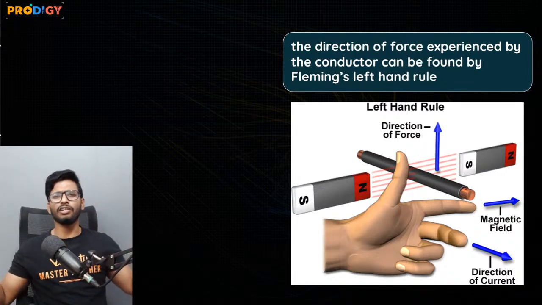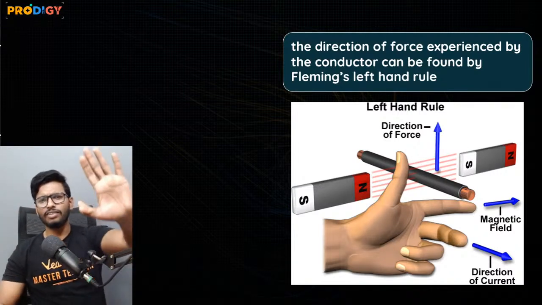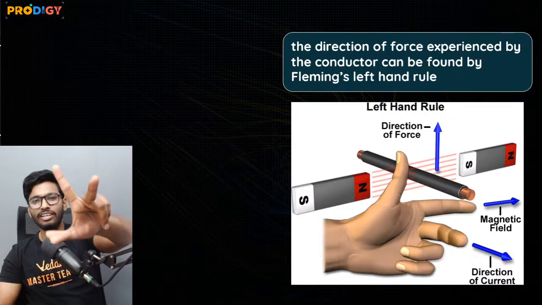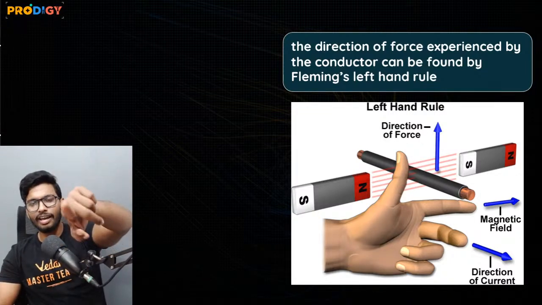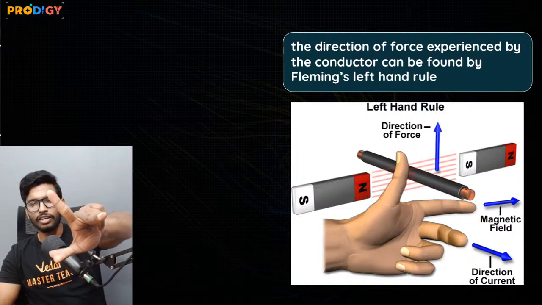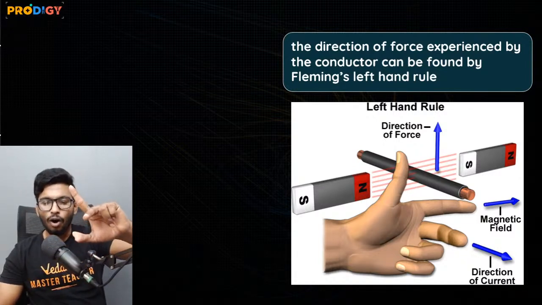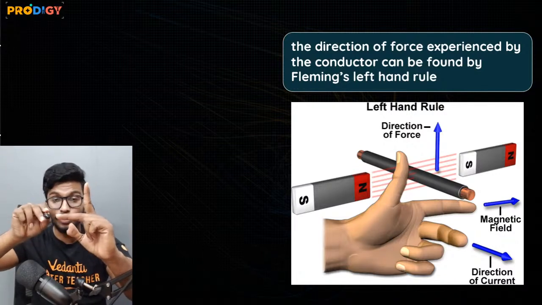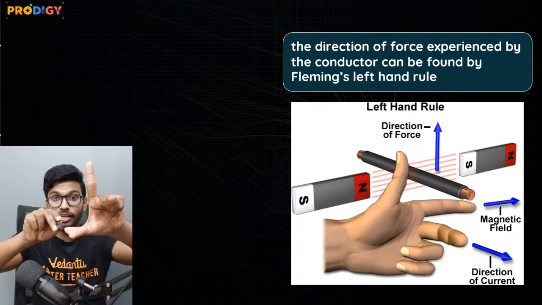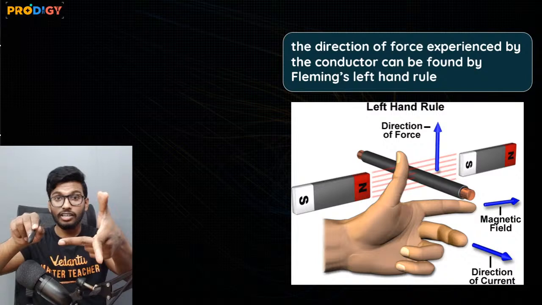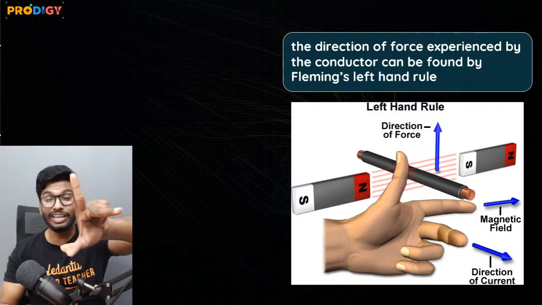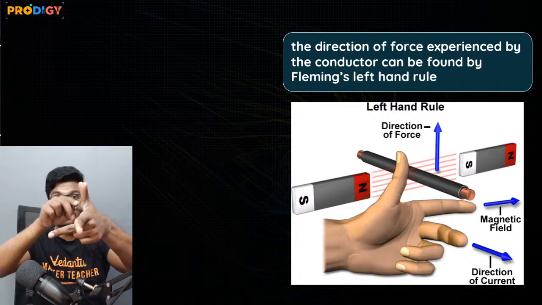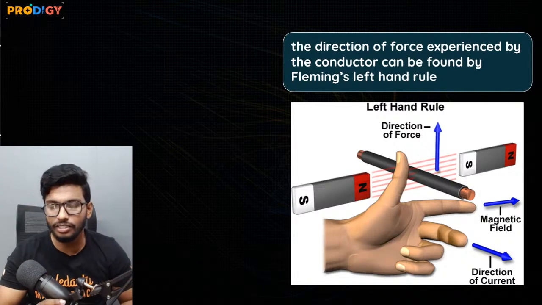What is Fleming's left hand rule? All you have to do is this. Take your left hand. All right, don't take your right hand. Take your left hand. Point your thumb, your index finger and middle finger in such a way that they are all perpendicular to each other. Perpendicular in the sense 90 degrees over here, 90 degrees over here, and 90 degrees over here as well. They are all perpendicular to each other.